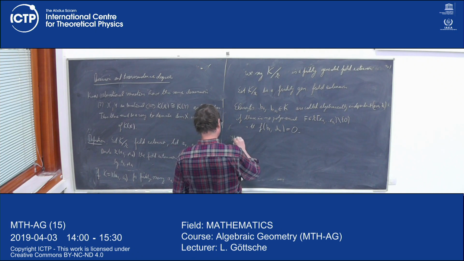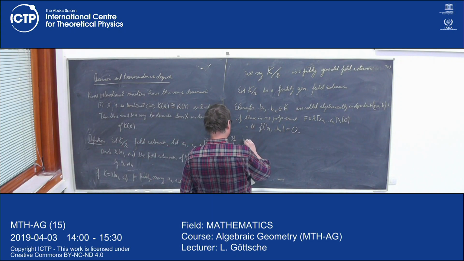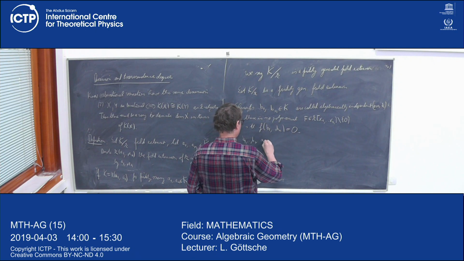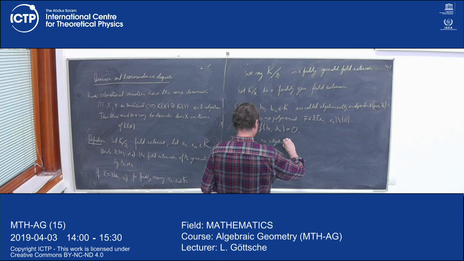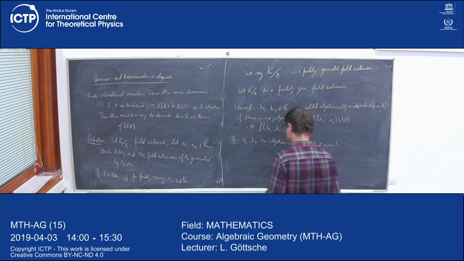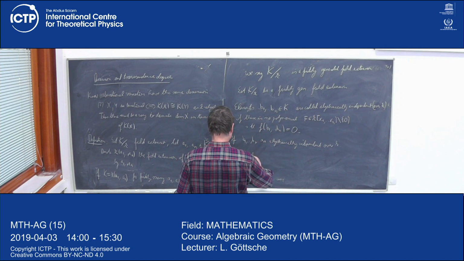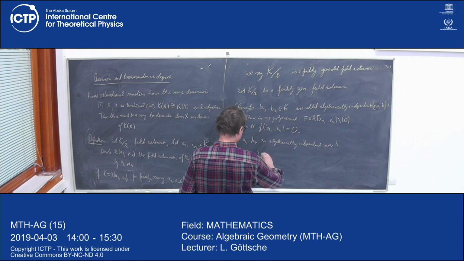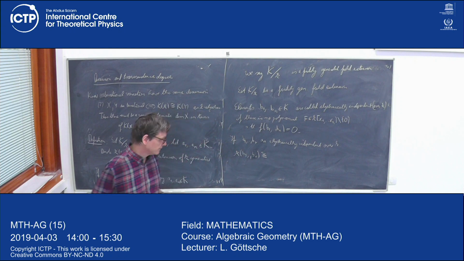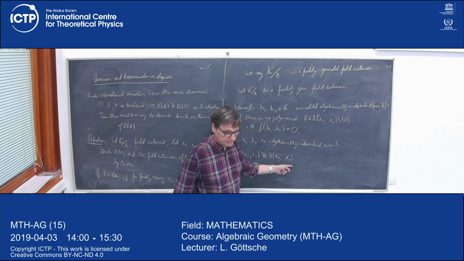So if you want r elements to be algebraically independent over k, then this k(b1 to br) will be isomorphic as a field extension of k to what I had called k(x1 to xr), which is just the field of rational functions in x1 to xr.